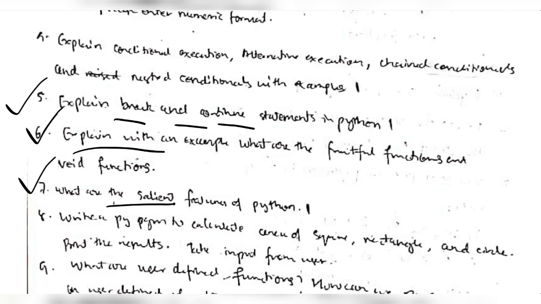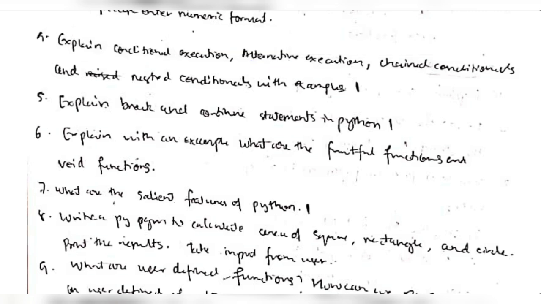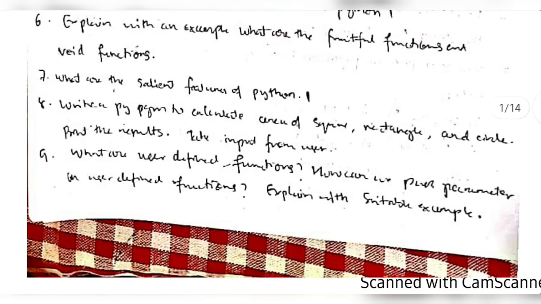Salient features means programming in Python is faster and easier. It is a high level language, an expressive language, and so on. So that we can write by our own knowledge about Python. And we have tried some programs like calculating the area of a square, rectangle, and all. This is a very easy one.